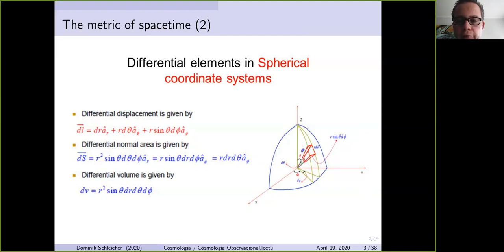Another quantity that we will need is the differential volume. The differential volume in principle is just the product of all the three differential line elements that I mentioned. So we have to multiply dr with r d theta, with r sine theta d phi, and then you will obtain the expression that is given here at the bottom.